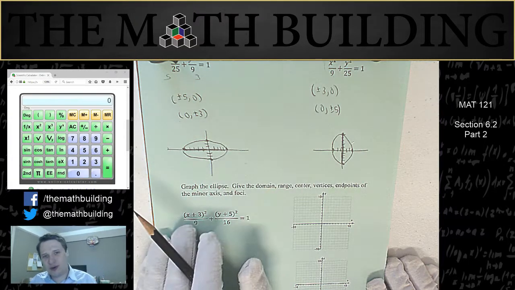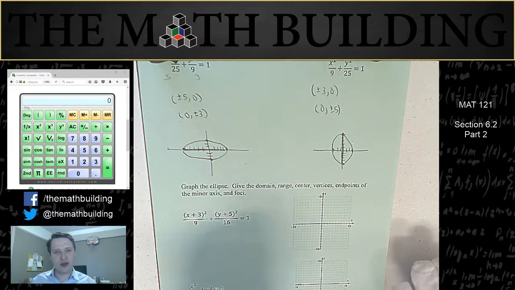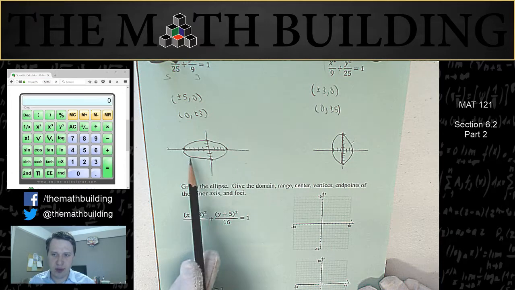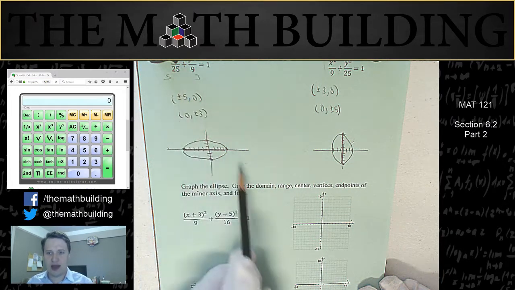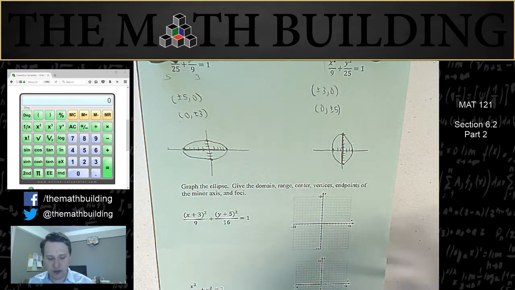Welcome to part 2 of 6.2. We're looking at ellipses, and it's time to see what's really going on with an ellipse. We see how it's not too difficult to graph them. We just find the a and our b, and the x's with the x and y's with the y, taking the square roots, and we know that it's equal to 1.